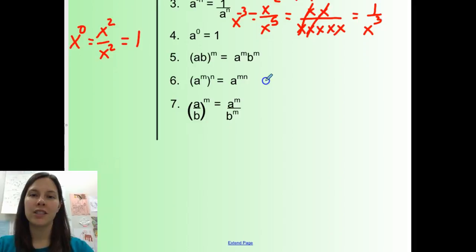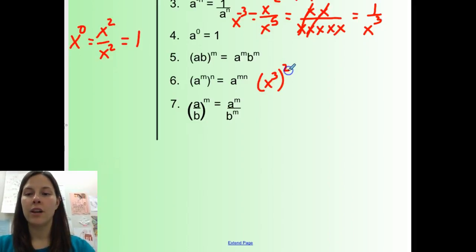Rule number 5 is just an example of the distributive property. Rule number 6, a lot of students tend to get that confused with rule number 1 when you have a power times a power versus a power raised to a power. So if we have x cubed squared, squaring means multiply by itself, so we'll take x cubed times itself. Then we can use rule 1 and add those exponents together. And rule number 7 is another example of distributive property.